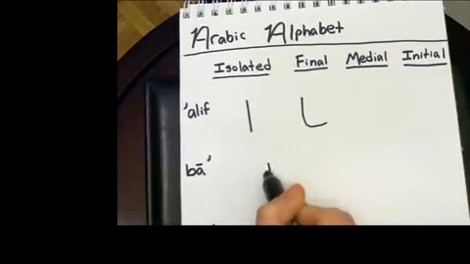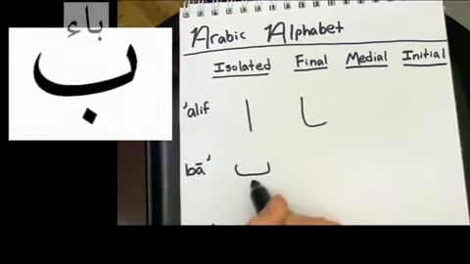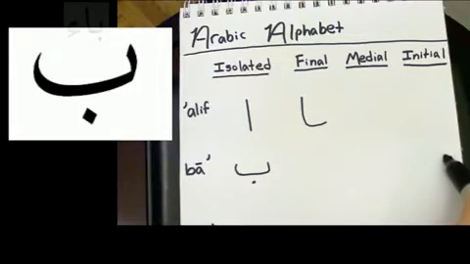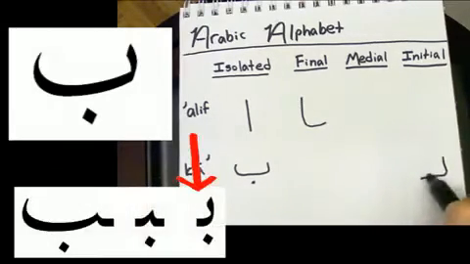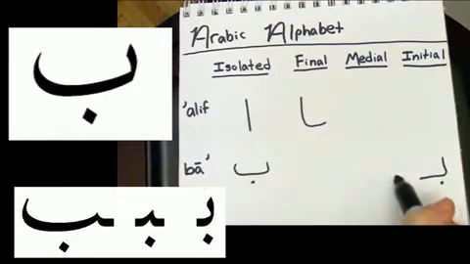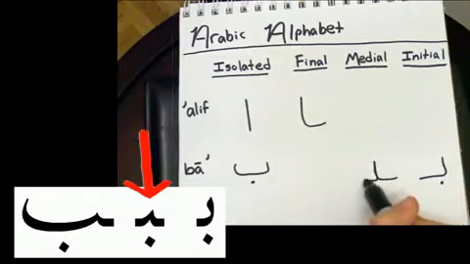Next, we move to the letter Ba. Unlike Aleph, Ba is a connecting letter, which means that it connects to any letter following it in the same word. As you will see, the main portions of the letter, which is the tooth and the dot beneath the body, remain constant in all 4 shapes.